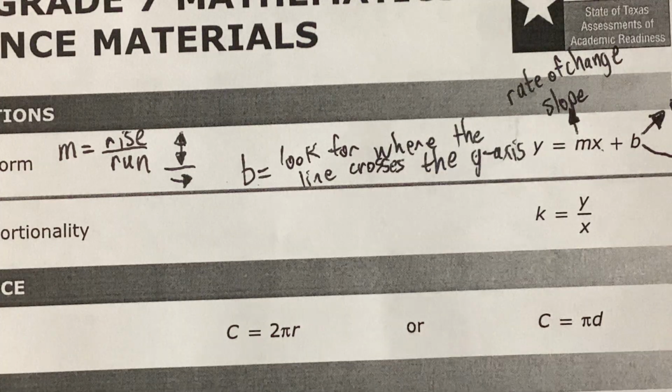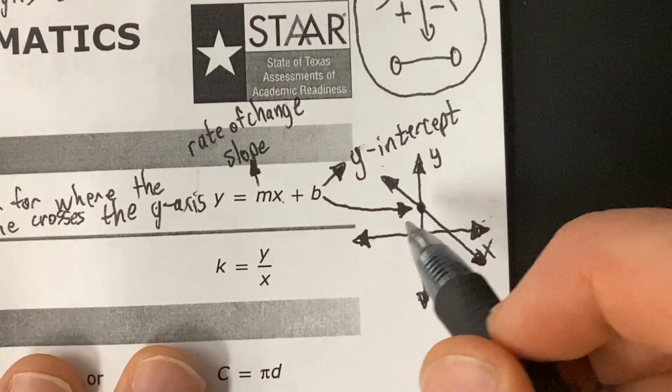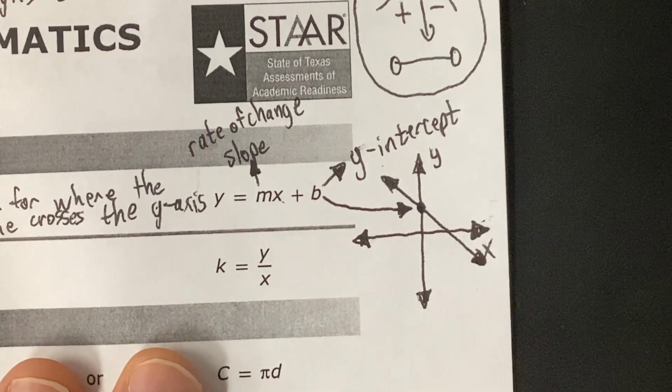Okay, and the B is like the starting point. It's the beginning point. You can think of B as beginning. It's like where you start from. And then from there, it may increase or decrease depending on the slope. But the B is the y-intercept where it crosses that y-axis. That's all you got to do is find where it crosses there.